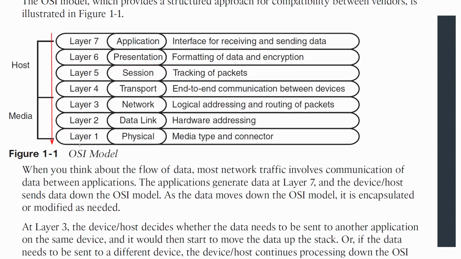While on the receiver end, what will happen? The reverse process will take place. The data will travel from layer 1 to layer 7. Because the receiver will receive it at layer 1, then the decapsulation process will start, and finally the user will get the output also in the application. As the data moves down the OSI model, it is encapsulated or modified as needed. This is clear. Okay.